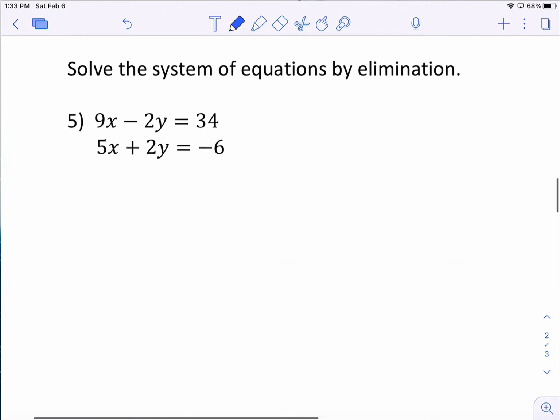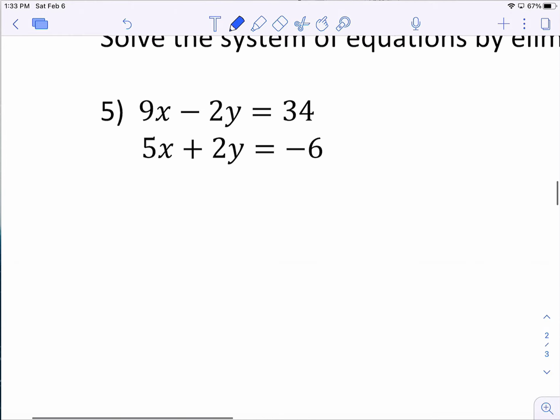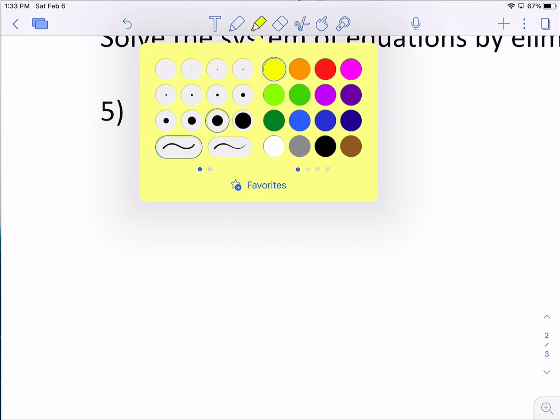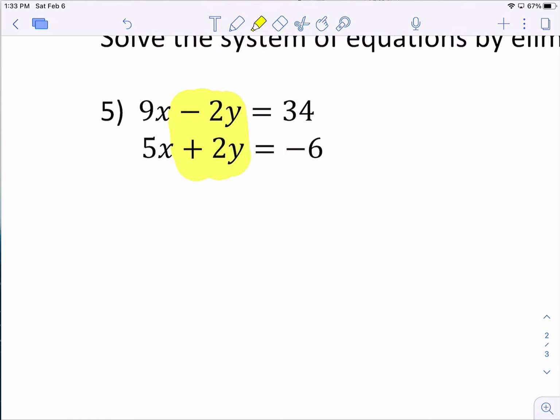Now, these two are set up nice for elimination, not just because the numbers match up, but because they are all in that standard form where x and y are on the same side. Now, this one, number 5, is especially good for elimination because we have negative 2y and positive 2y. Those two match up really well, so all I have to do is add these together to get those to 0.